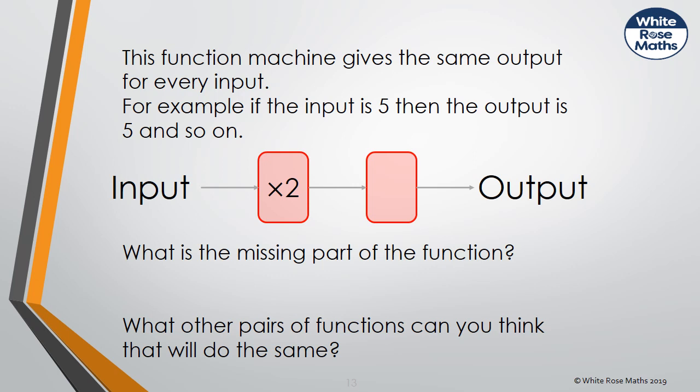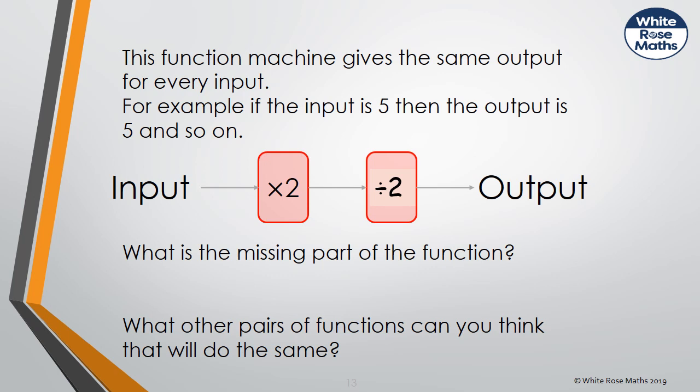What other pairs of functions can you think of that will do the same? So what's the missing part? If I put in 5 and I multiply it by 2, I've now got 10. What do I need to do with that 10 to change it back to a 5? Excellent. I need to divide it by 2. So whatever I do to that number, if I do the inverse, the same amount, I get the same number out again.